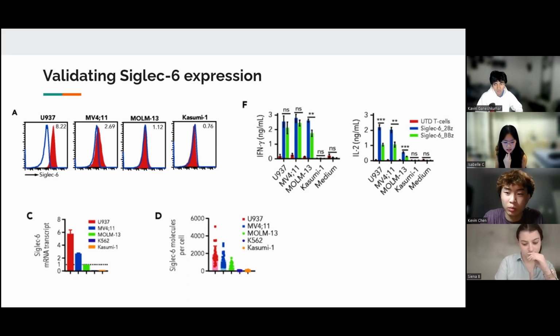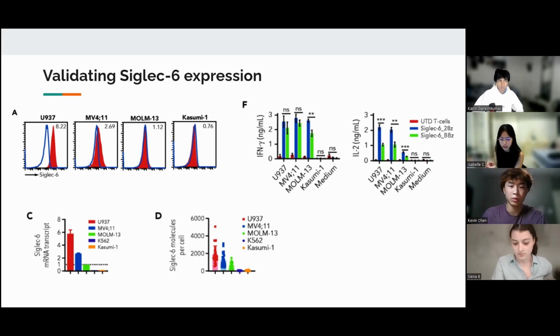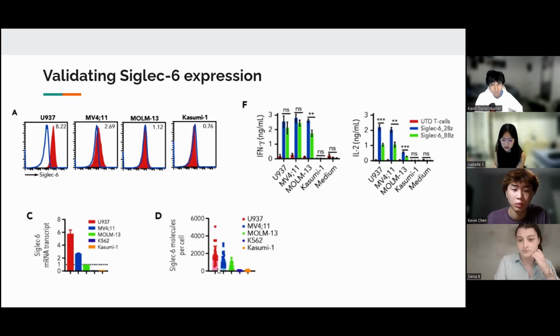So C is showing the mRNA transcript. So again, we can see in U937, MV411, MOLM13, there is Siglec-6 being expressed to varying degrees. And then, of course, sometimes mRNA won't always be translated. So the next thing that they did is counting the molecules of Siglec-6 to really show that, yes, this is being expressed and not just mRNA being generated. So again, figure D is showing that in U937, MV411, MOLM13, all these AML cell lines, Siglec-6 is being expressed. Okay, yeah, and then did you talk about F already?